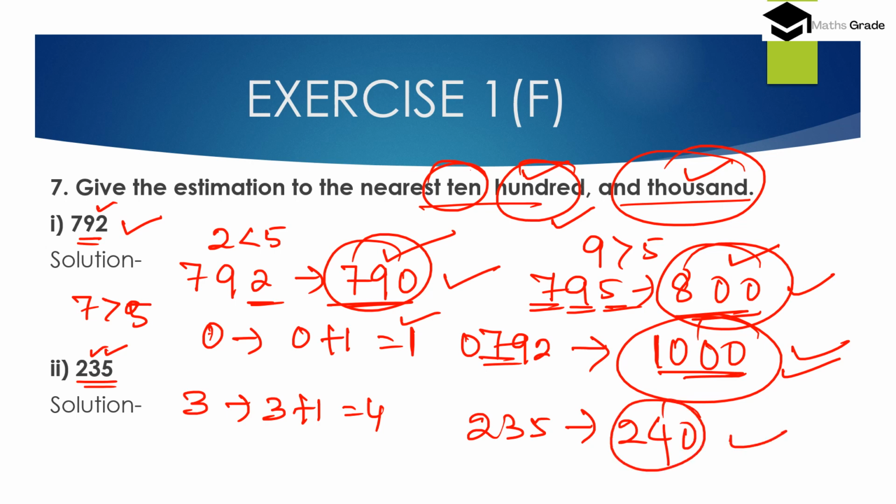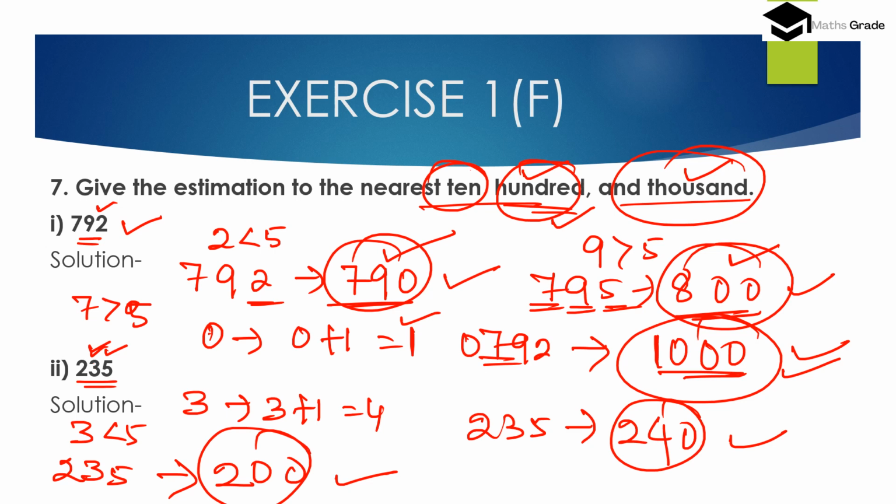Now when we round any number to the nearest 100, 235 rounded to the nearest 100, look at the tens place value digit. Here tens place value digit is 3. 3 is less than 5. So don't add 1 to the 100 place value digit. Just write down the 100 place value digit as it is. That is 2 and this 3 changes to 0. This 5 changes to 0. So it is 200. Now 235 rounded to the nearest 100 is 200.